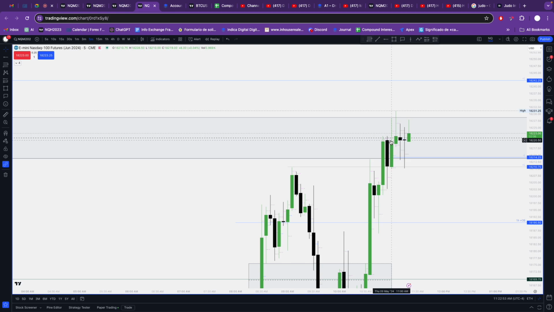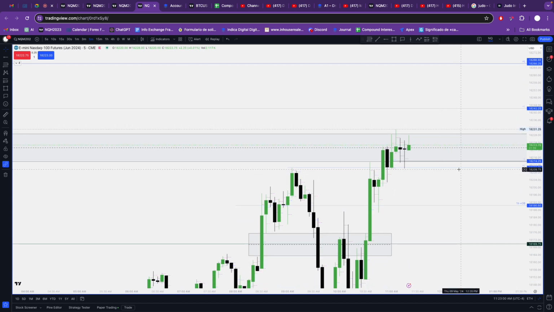But look how this 5 minute change in state of delivery bullish order block is holding. Bodies are holding it. But whatever. We're trying to pinch pennies right here.